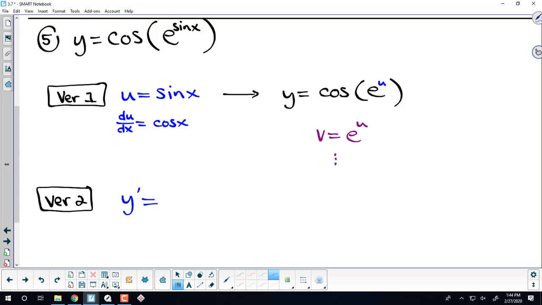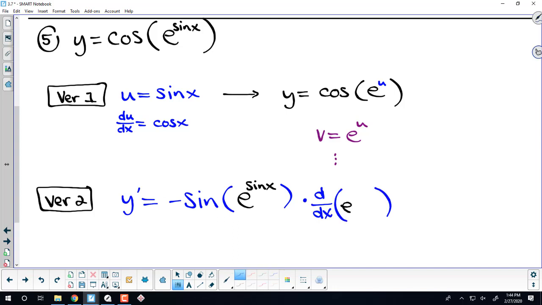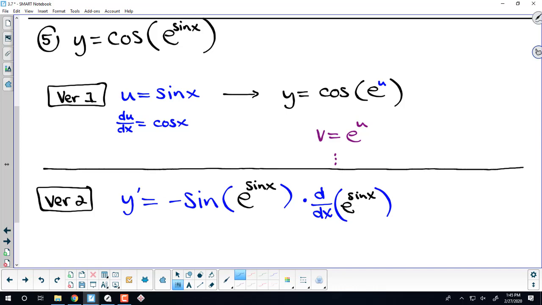Yeah, cosine. So when we say take the derivative of the outer function, we mean take the derivative of cosine, and we leave the inside function alone. The inside function is e to the sine of x. Okay, so there's the derivative of the outer function with the inner function left alone. And then we've got to do what? Yeah, we've got to multiply all of that by the derivative of the inside function. Does that make sense? Any questions at all?